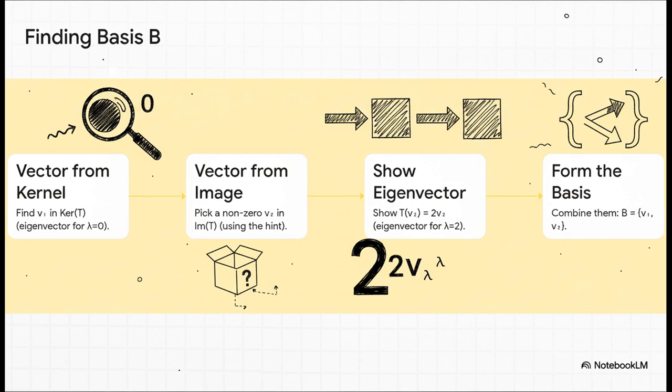And here's where it gets really cool. Because v2 is in the image, we know it's the output of t acting on some other vector. Let's call it w. So what happens if we apply t to our v2? We get t of w, which is just t squared of w. But wait, remember our central clue? t squared equals 2t. So t squared of w is just 2 times t of w. And what is t of w? It's our vector v2. So we just proved that t of v2 equals 2 times v2. Boom. It's an eigenvector for the eigenvalue 2.